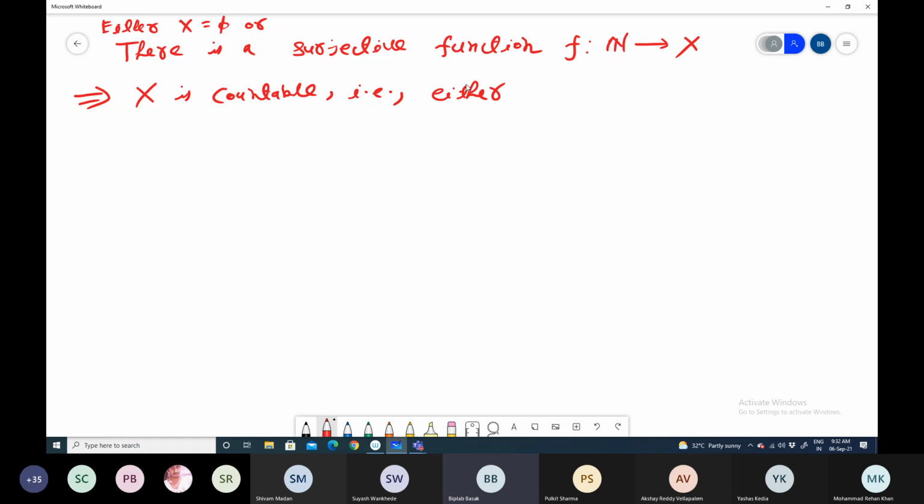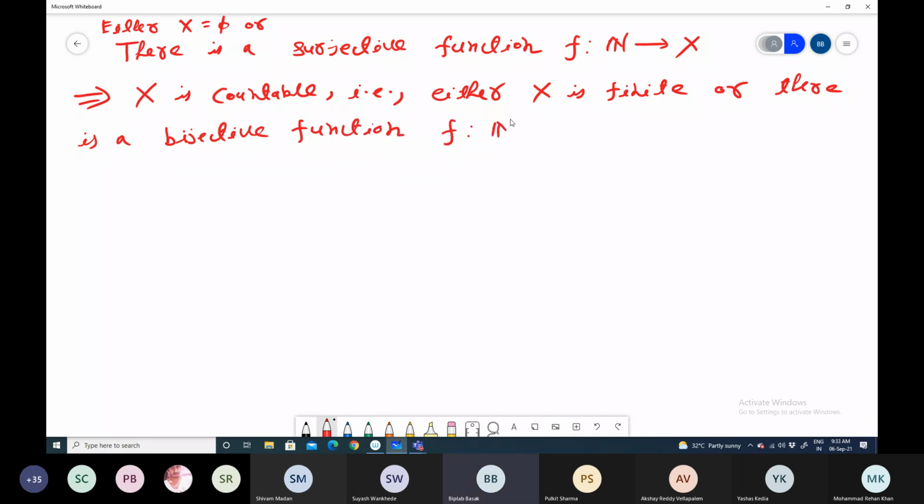What is the definition of countable? Either X is finite or there is a bijective function f from the natural numbers to X. Okay, so you are asking for this part, right? Okay, fine.